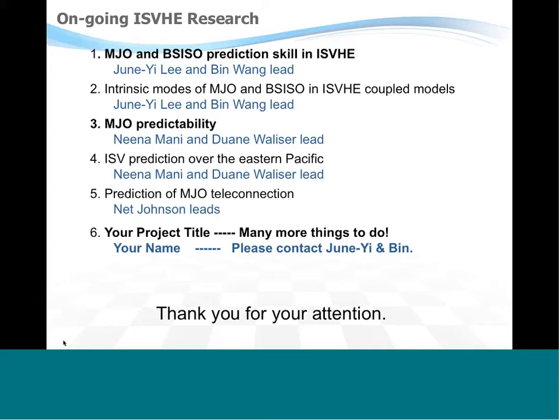A number of you know that Shannon Zhang, who also works with us, has spent quite a bit of time over the last 5 years or more studying intraseasonal variability in the Eastern Pacific and its connections to tropical cyclone behavior and so forth. So we're going to try and look at the prediction and predictability of ISV over the Eastern Pacific in conjunction with Shannon. Another activity, Net Johnson leads the prediction of MJO teleconnection patterns.